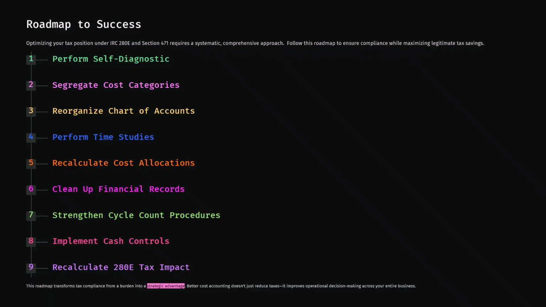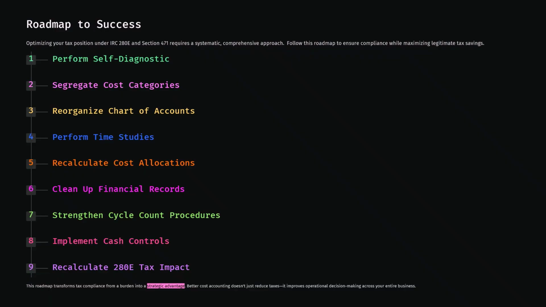Step seven, strengthen your cycle counts. Don't wait for year end to find out that you're off by 30 pounds of flower. Put monthly or rolling cycle counts into place with SOPs, variance reviews, and sign-offs.